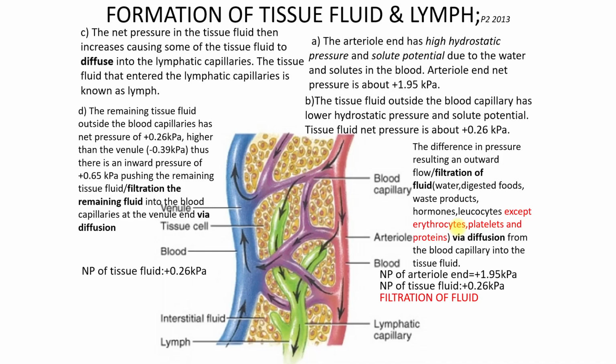So to recap, we have a net pressure of tissue fluid of positive 0.26 kilopascal, and the net pressure of the venule end of negative 0.39 kilopascal, and the sum of these two net pressures will give you a value of positive 0.65 kilopascal, and this will cause reabsorption of fluids from the tissue fluid into the venule end. So now there are two processes here: filtration and reabsorption.